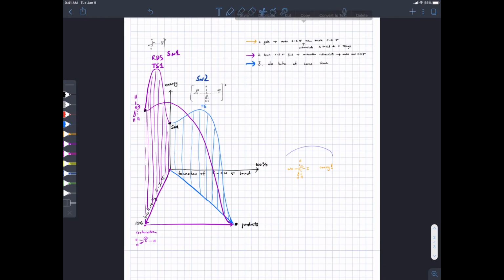What questions or concerns do you have? Here's a question in the chat. Oh, yeah. Does every molecule take the lower energy pathway every time?